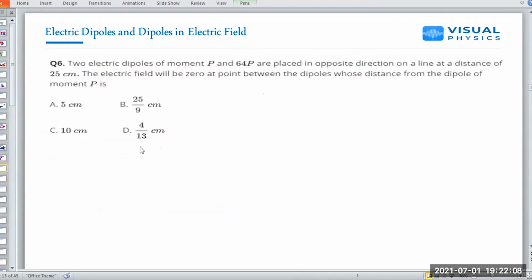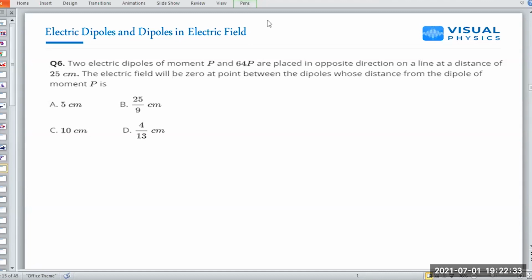Okay. Next question. Two electric dipoles of moment p and 64p are placed in opposite direction on a line at a distance of 25 centimeters. You have to find the electric field at the neutral point, that is, zero electric field.